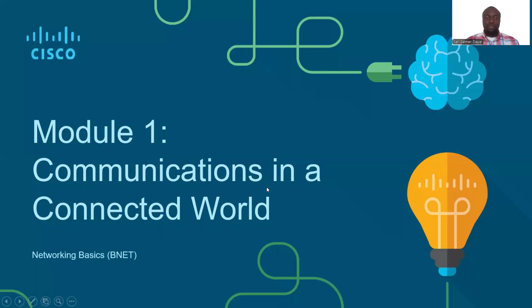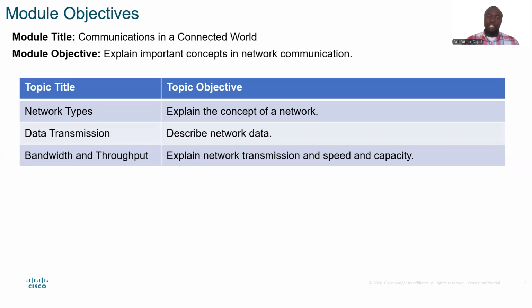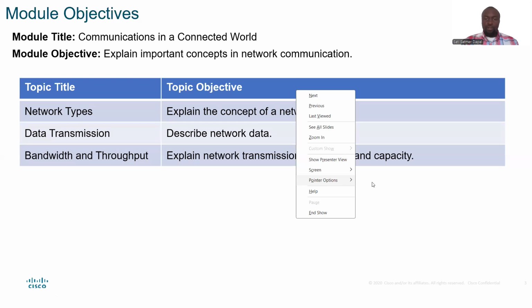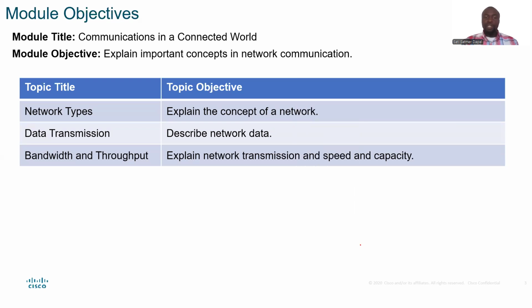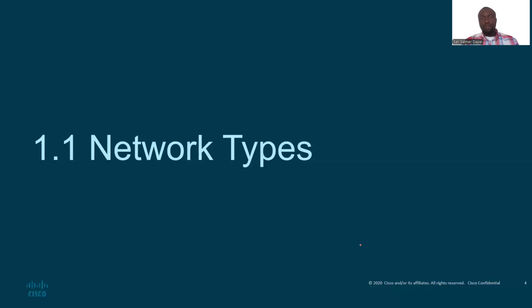All right, having said that, today we'll be looking at Module 1 of this training. Module 1 is going to be on the topic Communications in a Connected World. During the course, we are going to be focusing on the types of network and we'll explain the concept of what a network is all about. We'll be looking at data transmission and we will basically describe network data. Then we will also look at bandwidth and throughput. We'll explain the network transmission and speed and capacity. Those are what we're going to be looking at today. So let's go into it.